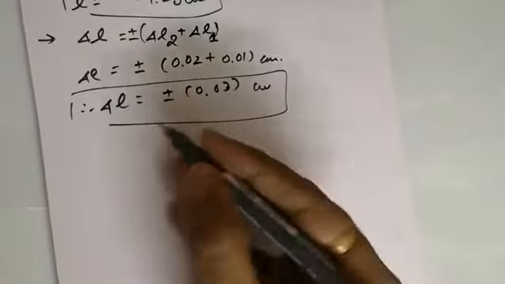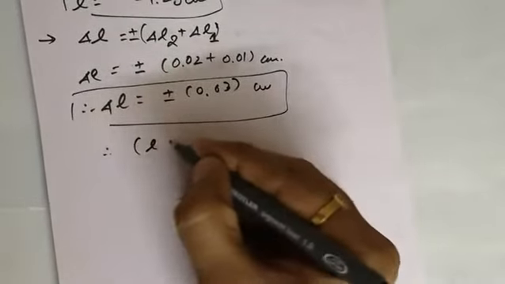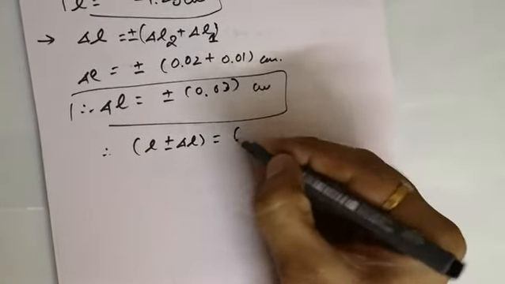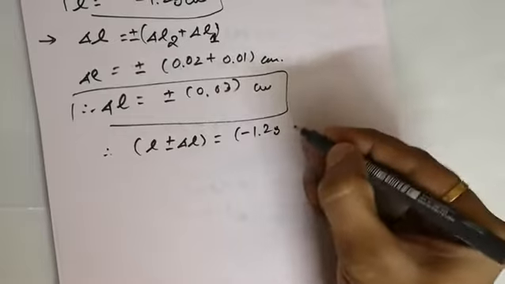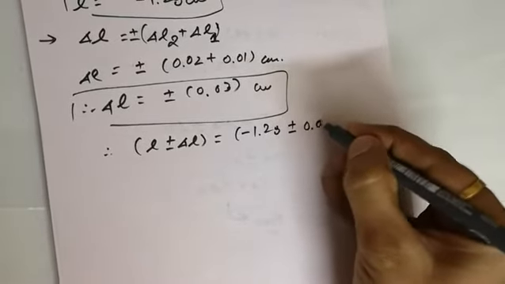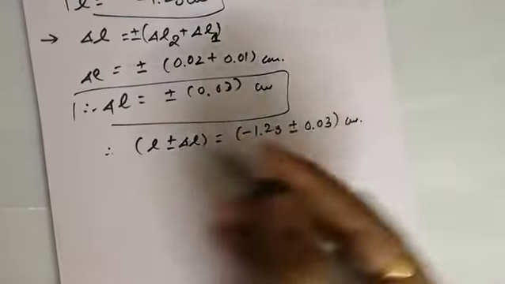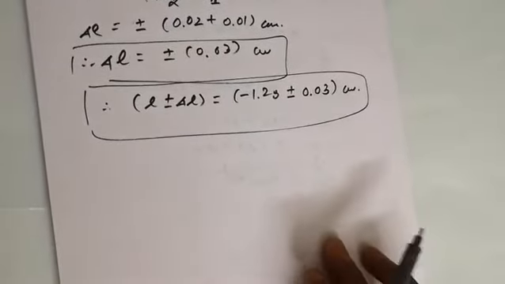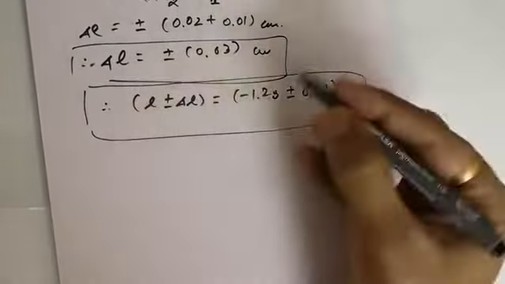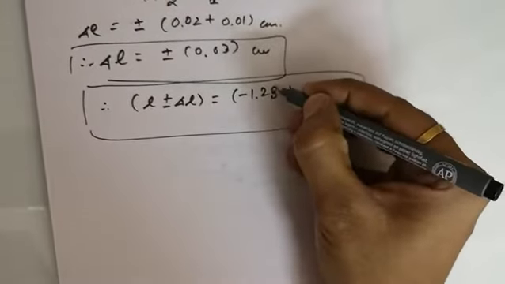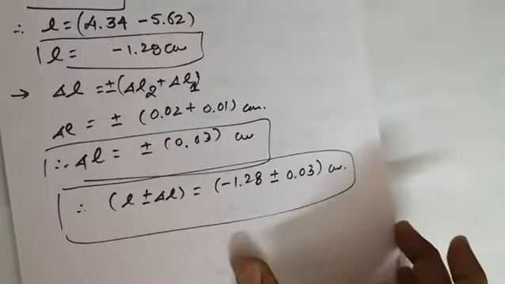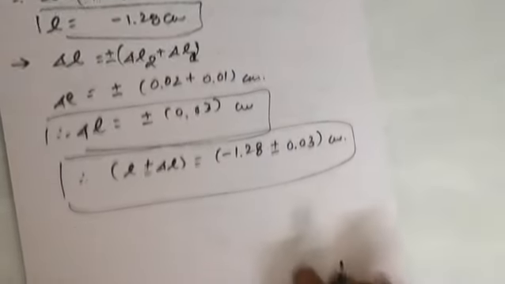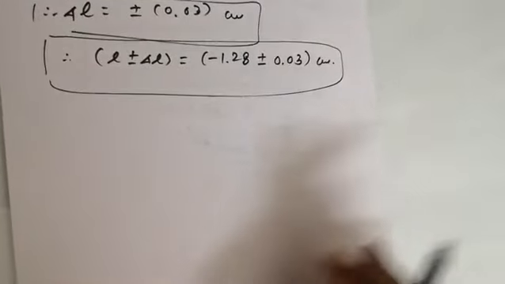The simple way to represent that in terms of the real value and the absolute error is L plus or minus delta L equals minus 1.28 plus or minus 0.03 centimeters. This is how we handle our subtraction part. Always remember, whenever you are dealing with your real observation, it might have a positive or negative sign, but when you are dealing with the error part, it may contain a positive or negative part, and that is where we are less bothered.